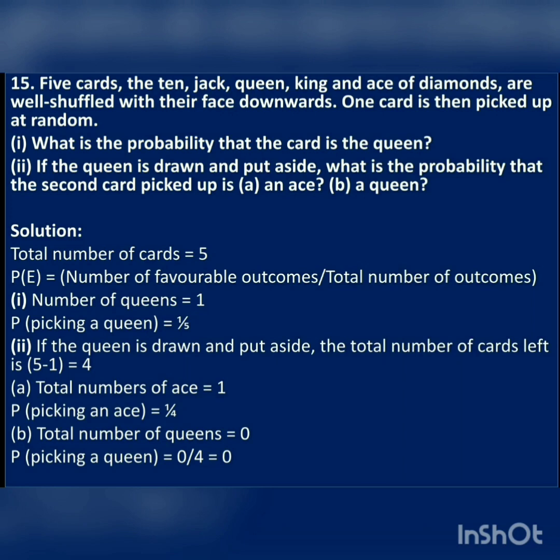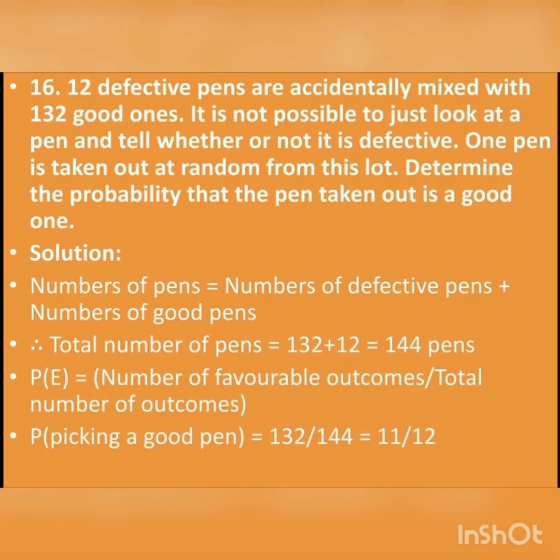Next part: if the queen drawn is put aside, meaning we will not mix it again, what is the probability that the second card picked up is an ace, and a queen? For an ace, there is one ace card, so its probability will be 1 by 4, since now there are only 4 cards left. And for a queen, now we don't have any queen card, so its probability will be 0.